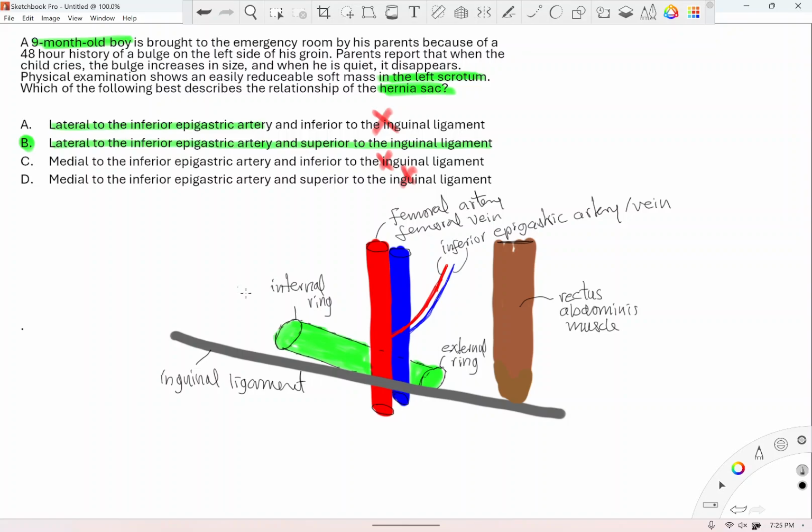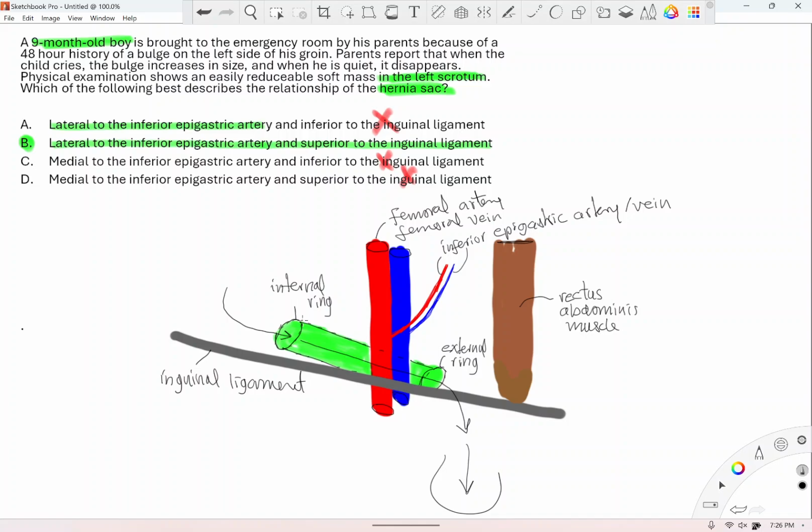During embryogenesis, the testes develop in the abdomen close to the kidneys, and then they descend. As they descend, they go through this internal inguinal ring, through the canal, and come out of the external ring, and go into the scrotum. So that's where the testes will go. This is the normal pathway of testicular descent.